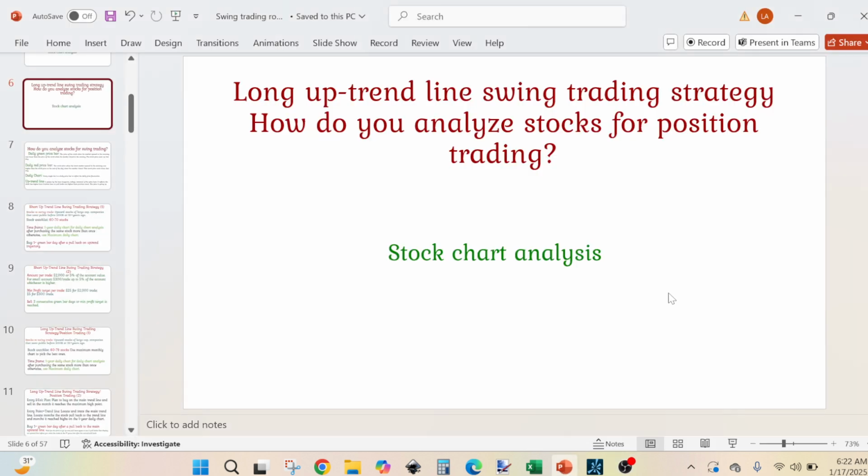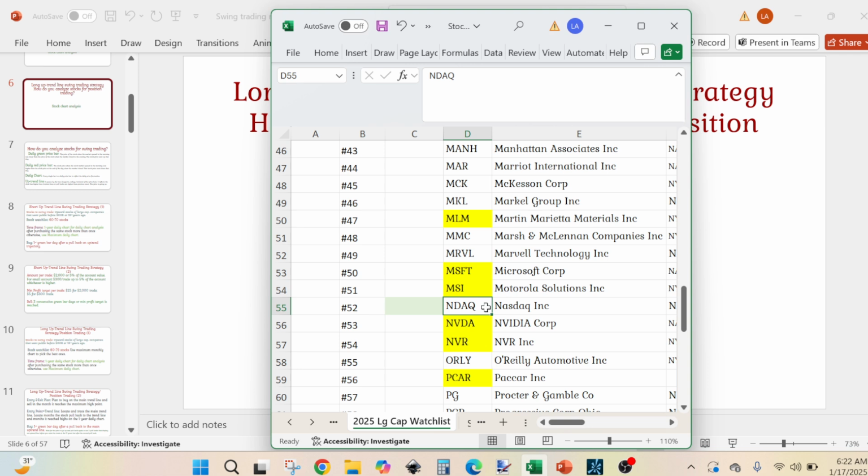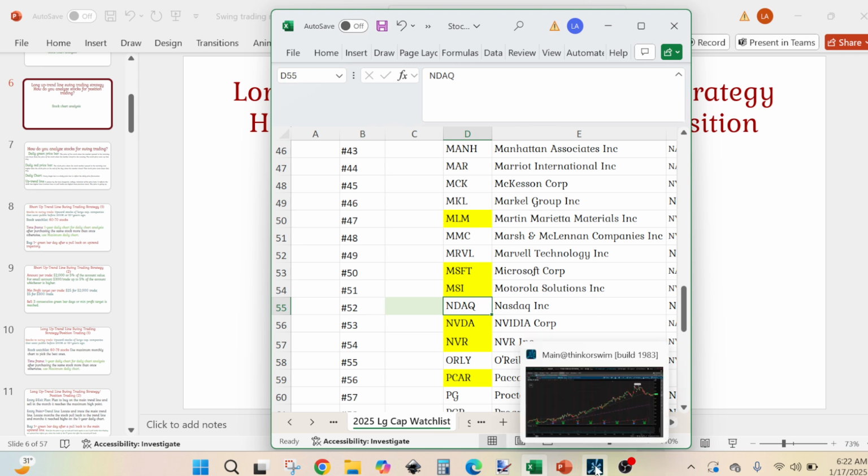Hello, how do you analyze stocks for position trading using long uptrend and swing trading strategy? Part 4. We are going to analyze NDAQ.